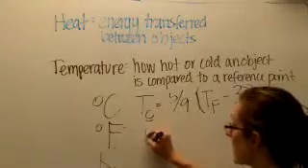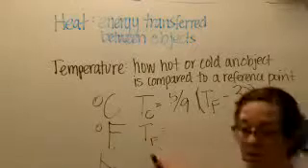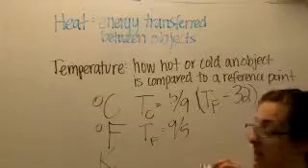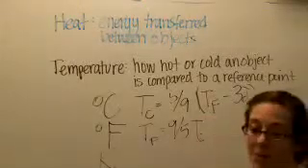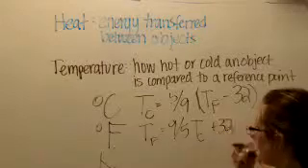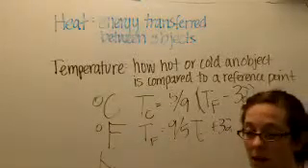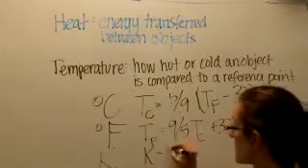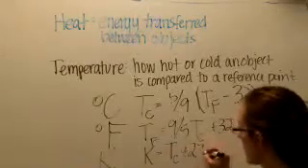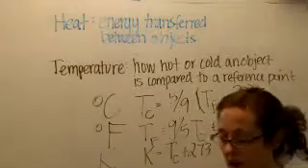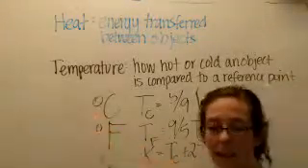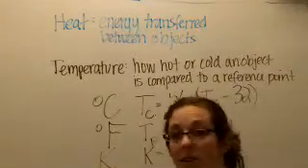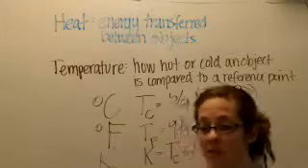To get to Fahrenheit, temperature in Fahrenheit is equal to 9/5 times the Celsius temperature plus 32. And finally, to get to Kelvin, Kelvin is equal to your Celsius temperature plus 273. The Celsius scale is based on the boiling and freezing points of water. Freezing point of water being at 0 degrees Celsius and the boiling point being at 100 degrees Celsius.